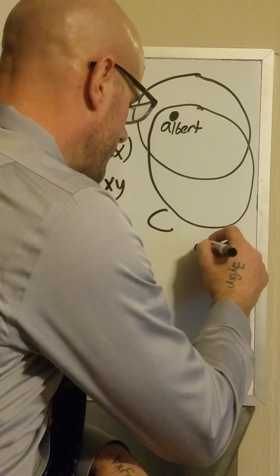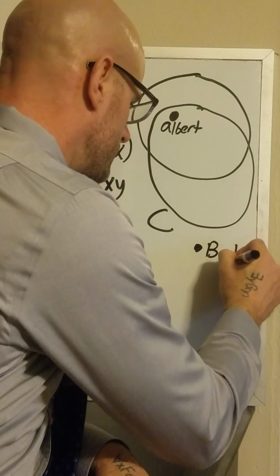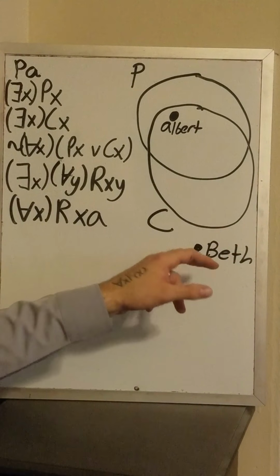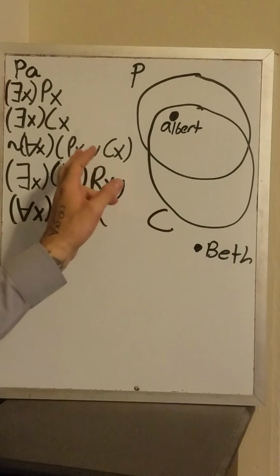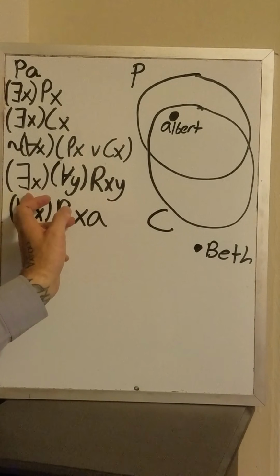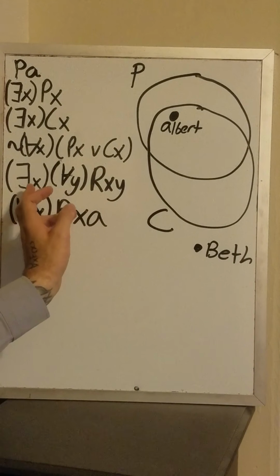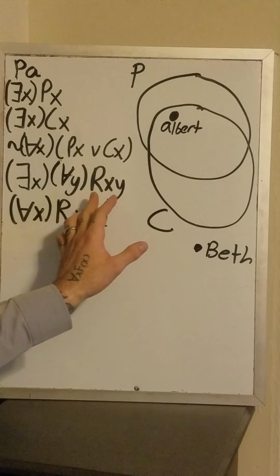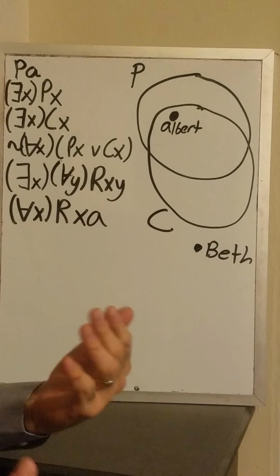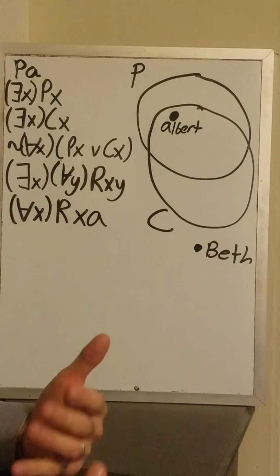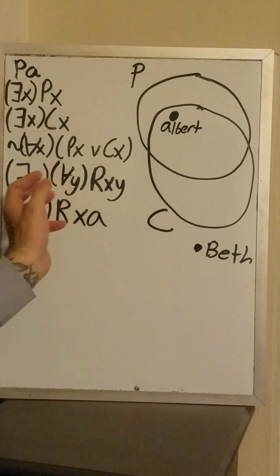So let's go ahead and have a new object we'll call Beth. Now this is where it gets a little bit tricky. I'm not going to have you do deductions with these kind of two-place predicates, but I want you to see them and know how to read them.